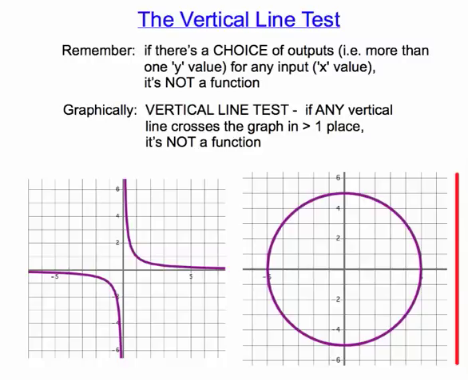Previously, we were discussing how to tell whether or not something is a function. And we discussed that if there's ever a choice of outputs, in other words, more than one y value for any input, that is, any x value, it's not a function. A function is a special type of relation that has only one output for any possible input. So if there's ever a choice of outputs, it's not a function.